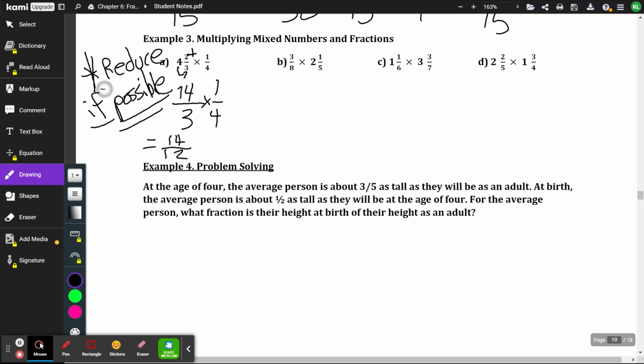Make sure we remember. So 14 over 12. 14 and 12 are both even numbers. They can be divided by 2 to get 7 over 6. Or if I needed to put it back into a mixed number, 6 goes into 7 one time. My remainder is 1, 1 and 1/6.